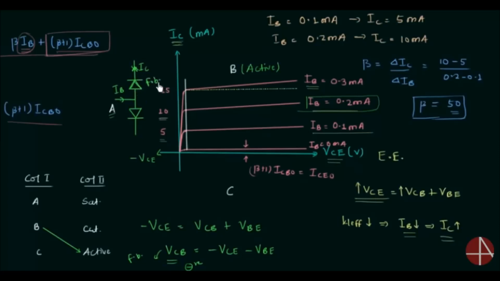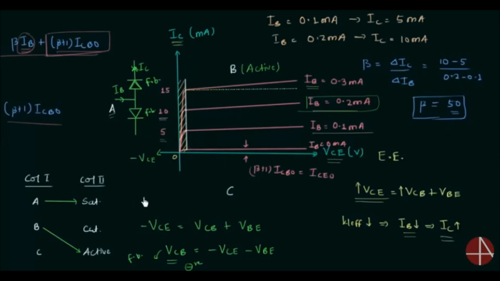So this diode is also forward biased like this diode, and this happens in saturation region. So region A is saturation region. The region in which VCE is negative is saturation region. But what about this region? This is also the part of saturation region, but VCE is not negative in this region. You can see VCE is greater than 0, but still this region is part of saturation region.